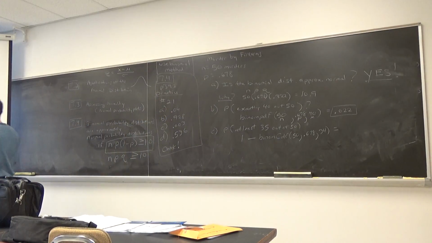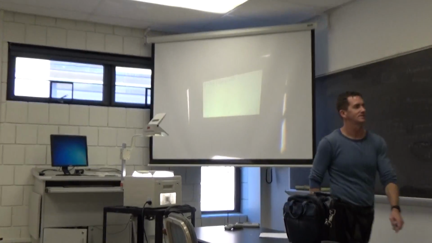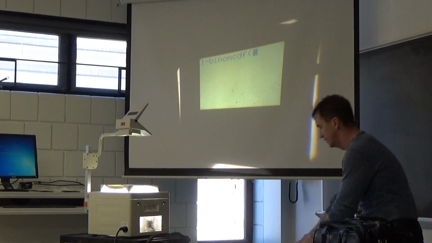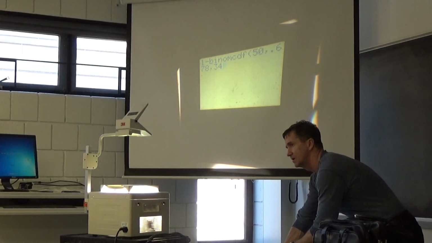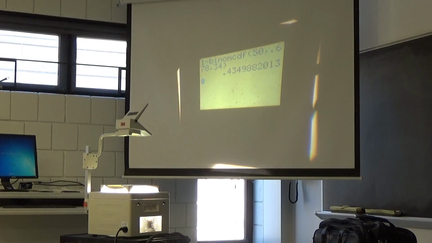I'll do it too. Then we'll do a pure between, and we'll be done. And we're back to the binomial. 1 minus binom CDF 50, comma 0.678, comma... oh, not 35, but 34. Remove 0 to 34, I'm left with about 0.435. All right.